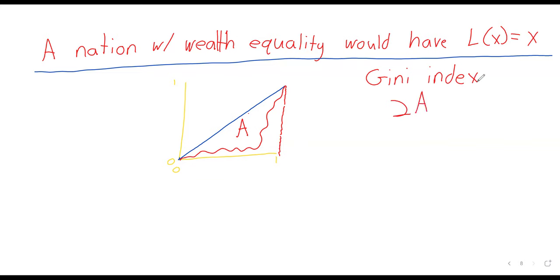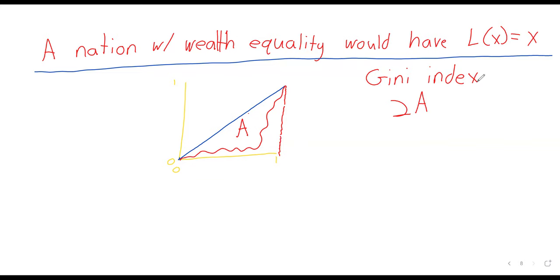So economists take that number and multiply it by 2. And now we have an index that's between 0 and 1. The smaller this number is, the closer it is to wealth equality. The bigger it is, the more inequality there is between countries.